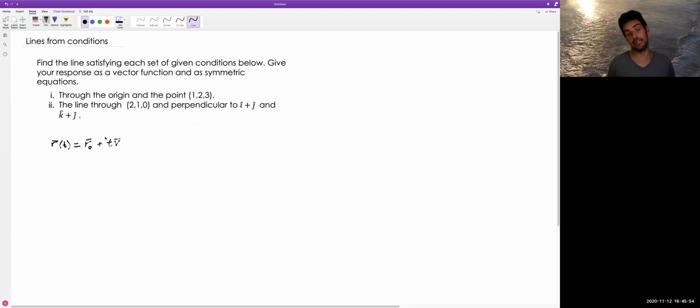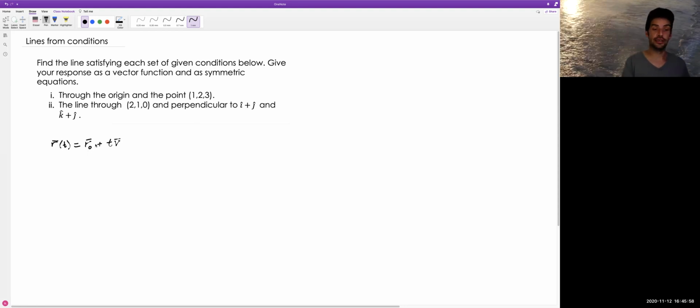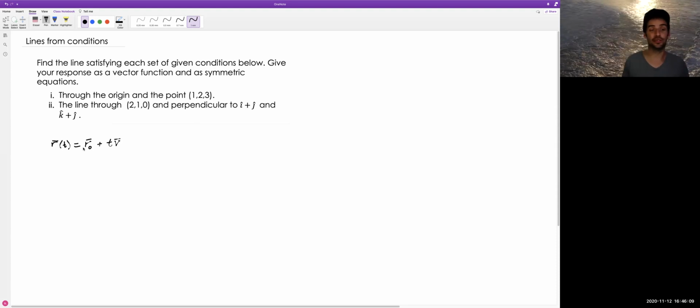And again, neither of these is really unique, in the sense that r naught can be any point on the line. So the same line can be described using different points on it. And v, any scalar multiple of v other than 0 will also work. If you find one v, there's an infinite number. You can make it longer or shorter or even reverse direction. We're still describing the same line.